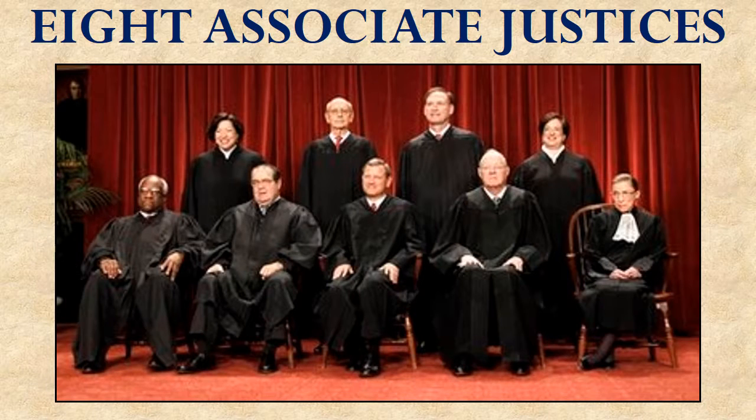Let's go back to our photograph. So we have the Chief Justice sitting there in the middle. We've already talked about him. Now let's sort of set him aside and notice that there's 8 other justices in the photograph. Those 8 other justices are referred to as associate justices. Now let me tell you a few of the characteristics of them.